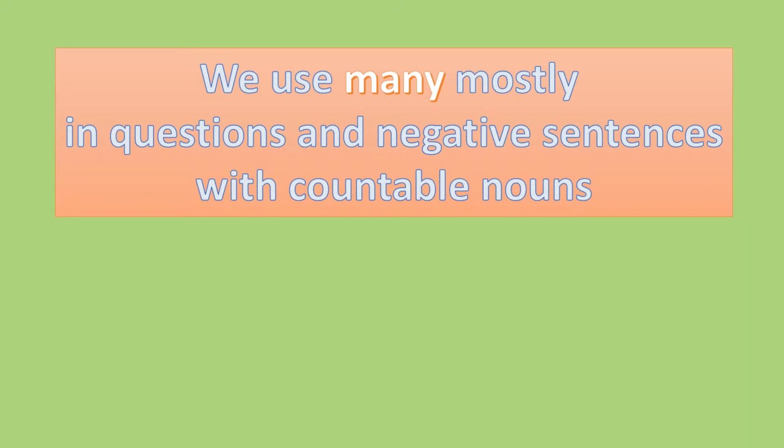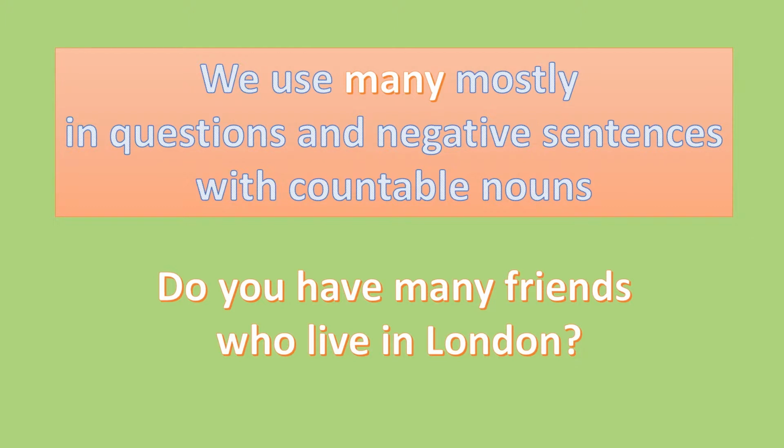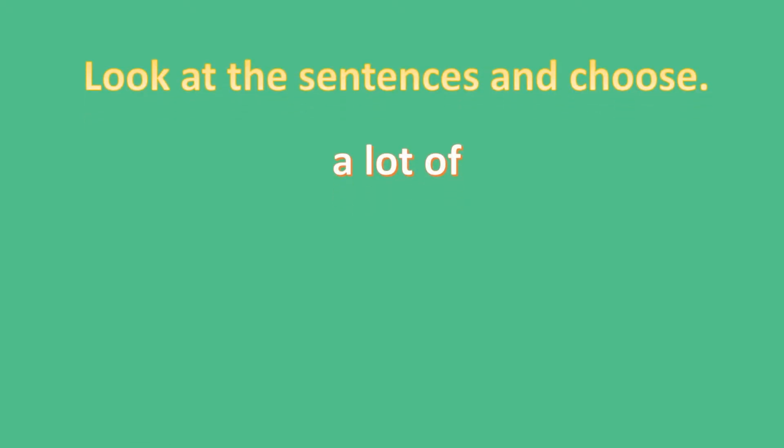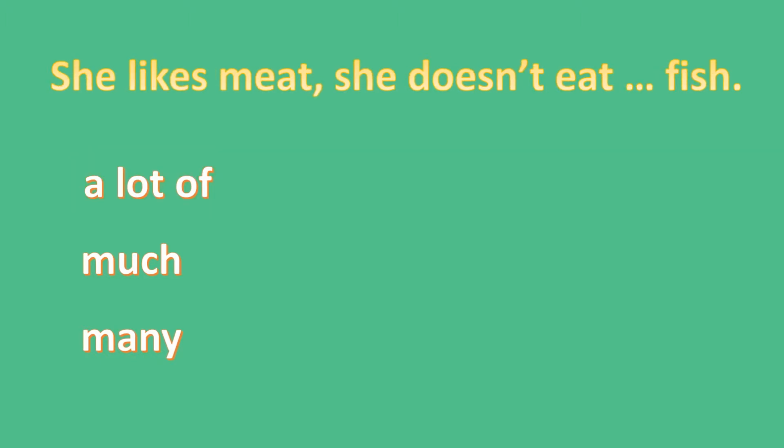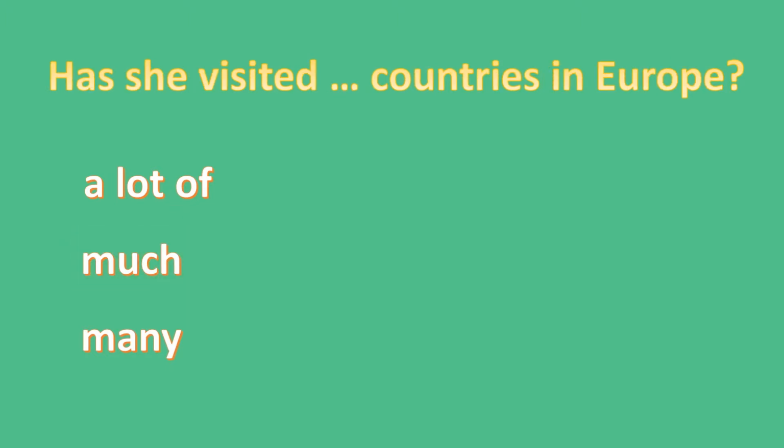Look at the sentences and choose a lot of, much, or many. Her cousin has friends on Facebook. Her cousin has a lot of friends on Facebook. She likes meat, she doesn't eat a lot of, much, or many fish. We say she doesn't eat much fish. Has she visited a lot of, much, or many countries in Europe? Has she visited many countries in Europe?